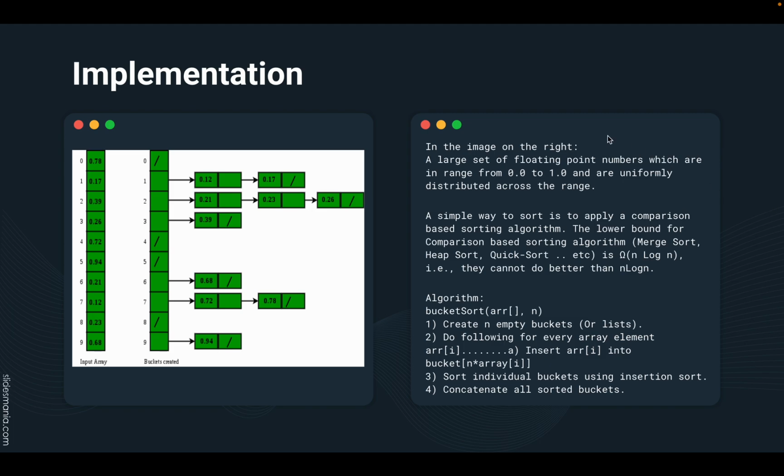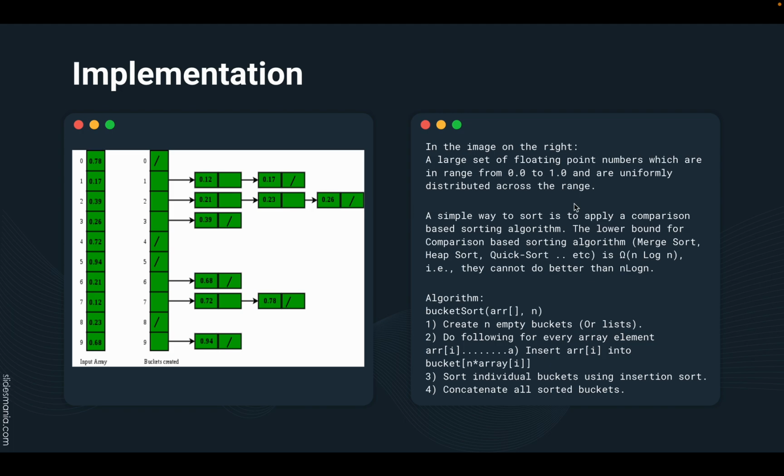So here's a bit of an image to help you understand the implementation better. On the image on the left here, we have an array with numbers ranging from 0.0 to 1 that are not uniformly distributed across the range. So you have 0.78 here, you have 0.17 here, 0.39 here.